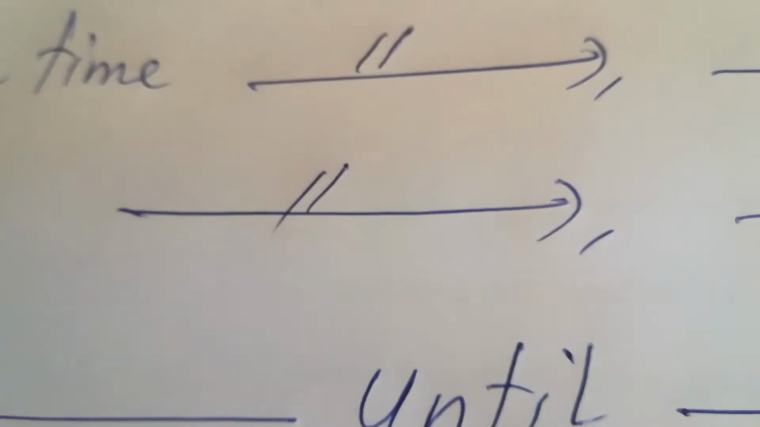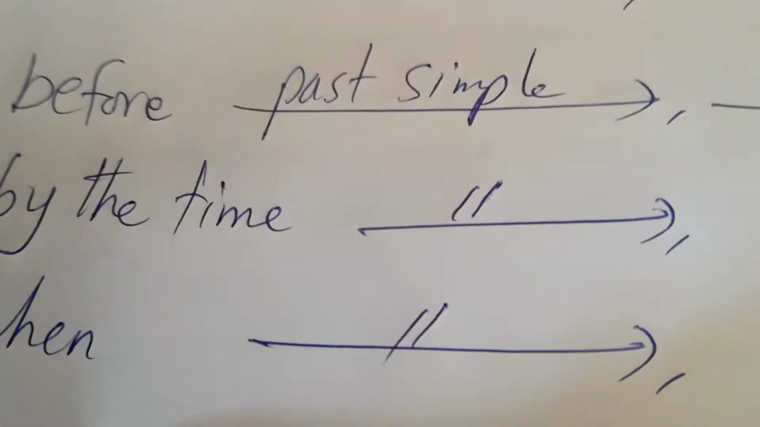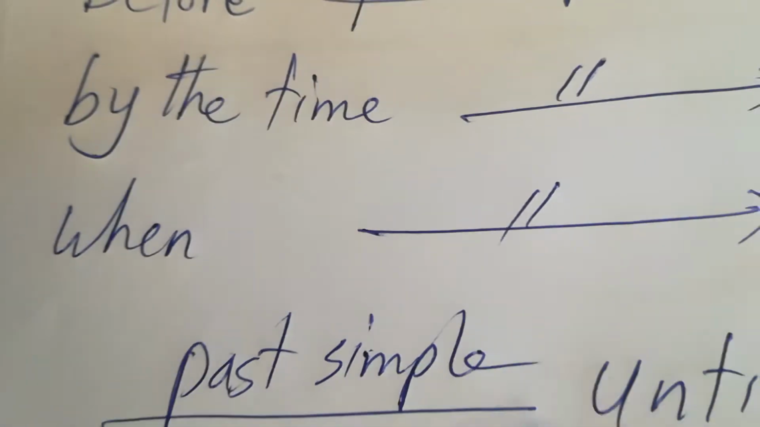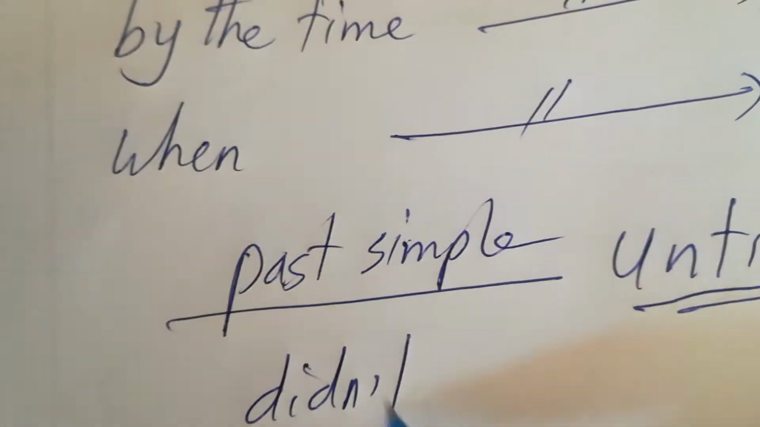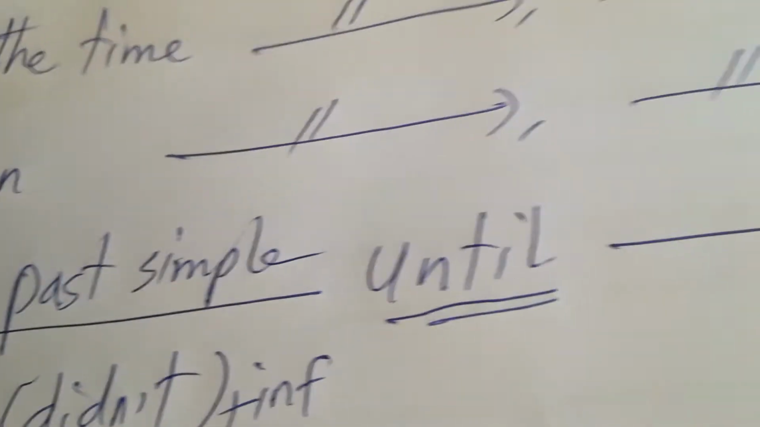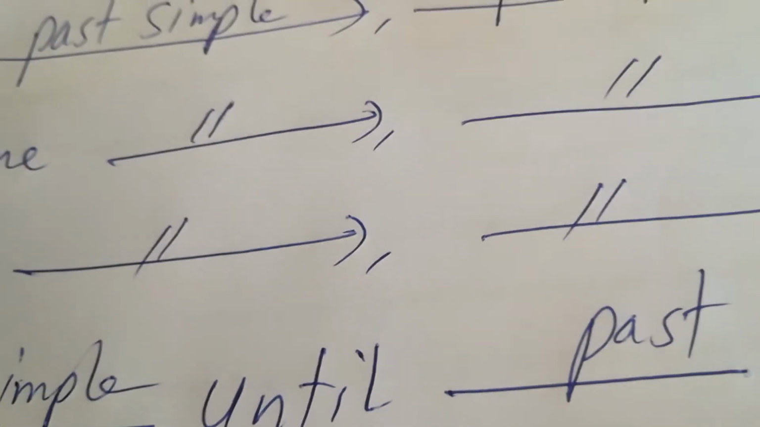But until, we should use it here in the middle only. I say until: here past simple, before it past simple. In negative, didn't plus infinitive in the first sentence, the first clause. And here I say past perfect.